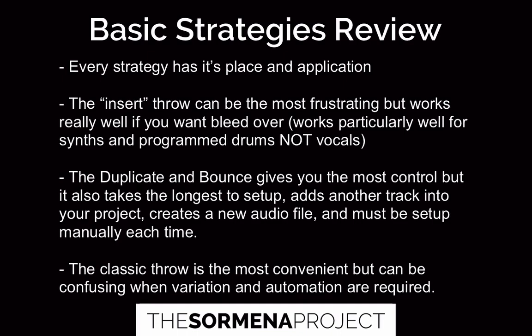The classic throw is the most convenient, but it can start to get confusing when you need variation and automation. So suddenly your return track has 5 or 6 additional processing effects, like we talked about with processing delay, but in order to get that extra variation, you have all sorts of crazy automation lines going on, and that can start to get confusing. And so maybe then it doesn't make sense to work in that way. Really, each and every time you need a delay throw, it is important to take 4 or 5 seconds to think, okay, what method is going to work best? What's going to be most efficient given the scenario?